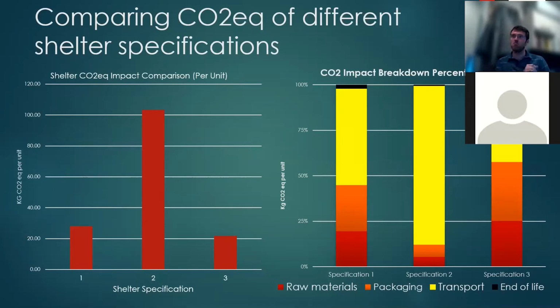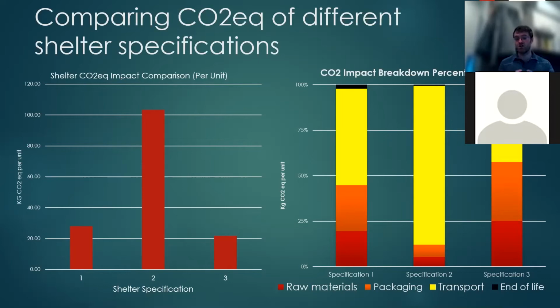Shelters 1 and 3 have obviously both scored a lot better than shelter 2. They're both just over 20 kilograms of CO2 equivalent emissions per unit, so per shelter. But shelter 2 has a much higher impact, and so performs a lot worse in terms of its environmental impact. The immediate question there is probably, why is that? What's the difference? And that's what the graph on the right shows you.